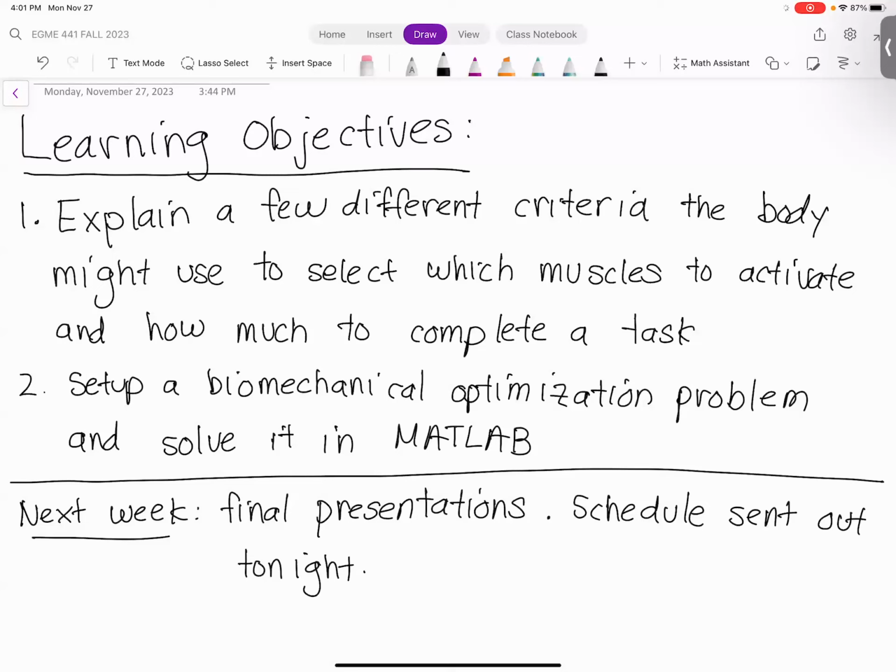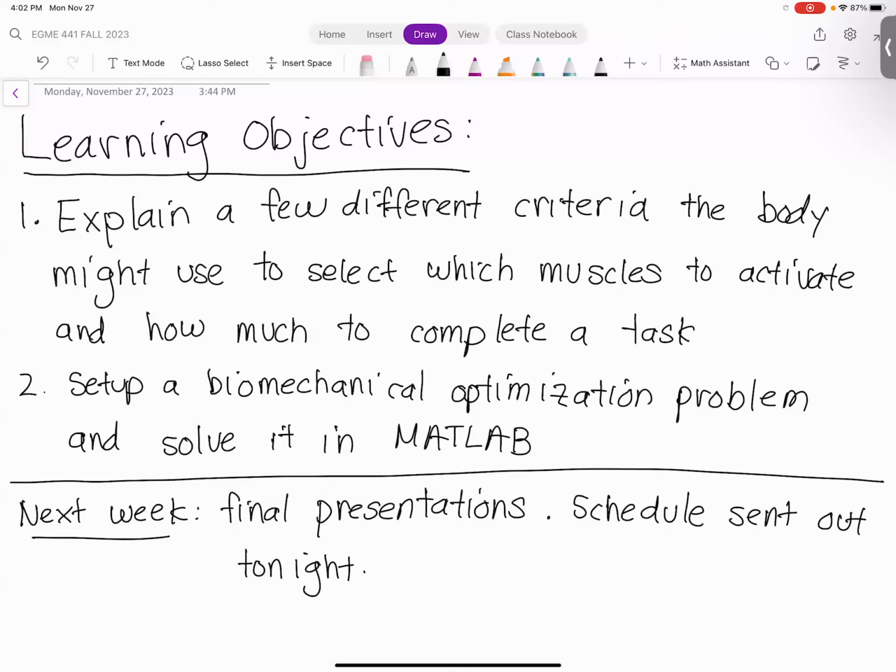Okay. So what I want to do today is go over together with you the rubric that I'm going to use to grade your final presentation. That's been on Canvas for the last few weeks, but I wanted to go over it together and talk about what I'm looking for, in terms of how you should structure and organize your presentation. Then from there we'll move on to the final topic, which is muscle force optimization.